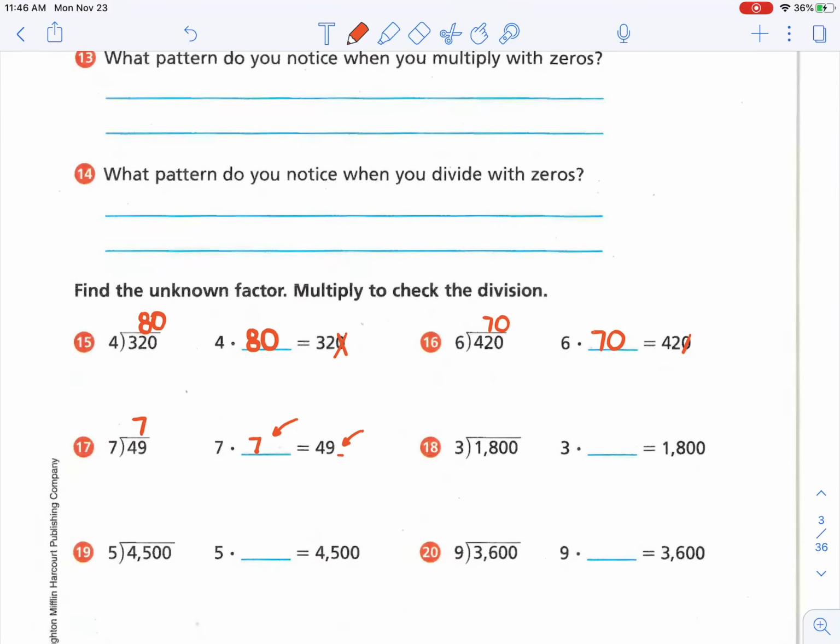I would like you to try number 18, 19, and 20 now. Once you've given them a try, press play on this video to see how you did.